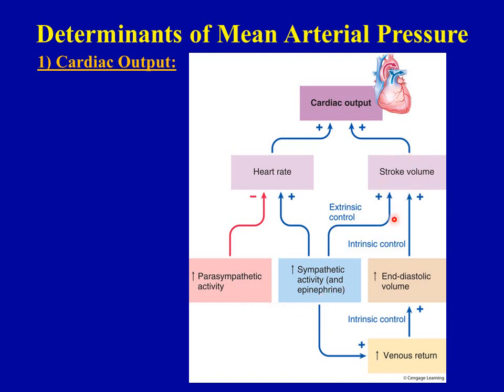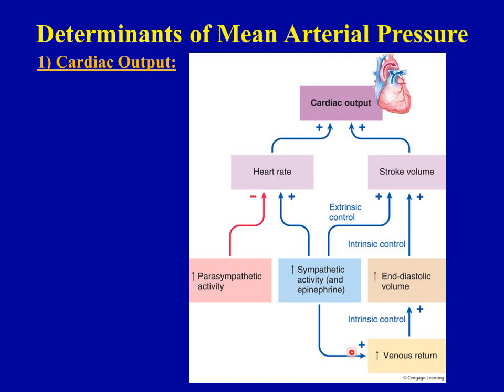For the stroke volume, it is under the extrinsic control of the sympathetic division of the autonomic nervous system plus or minus epinephrine from the adrenal medulla. Both of them can increase the contractility of the ventricles, and an increase in the contractility of the ventricles will increase the stroke volume. Also, the sympathetic activity, in addition to epinephrine, can cause venoconstriction, constriction of the veins, which are the volume or blood reservoirs, because we know that a large percentage of our blood volume is present in the systemic veins.